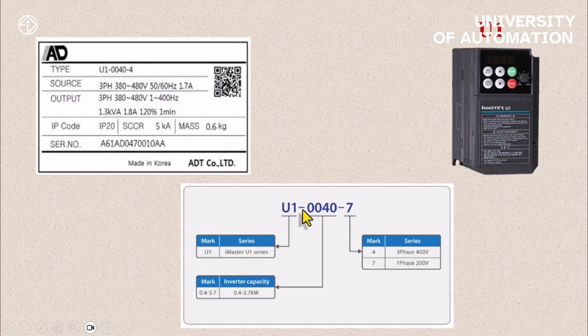For the iMaster brand, after the dash, it specifies the power of the device. For example, 0.4 means 0.4 of a kilowatt. After the next dash, it specifies the input voltage of this inverter. If it's 4, it's three-phase 380 volts, and if it's 7, it's single-phase 220 volts.